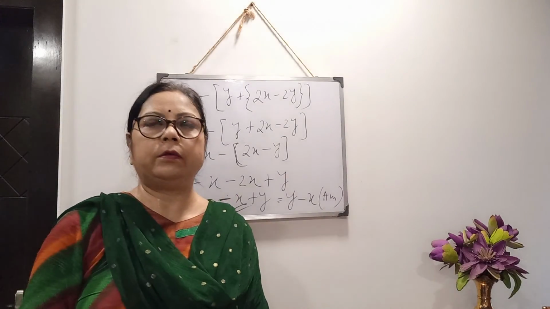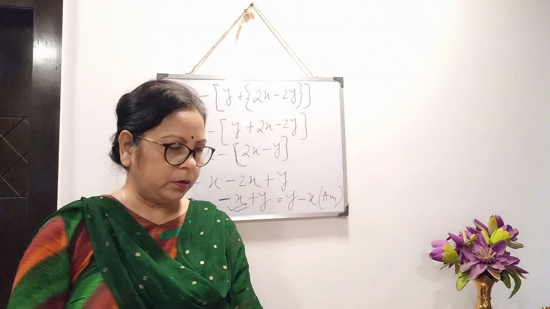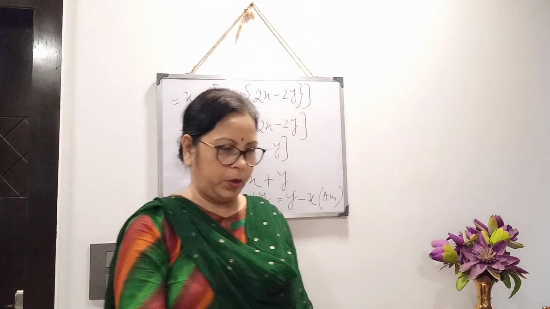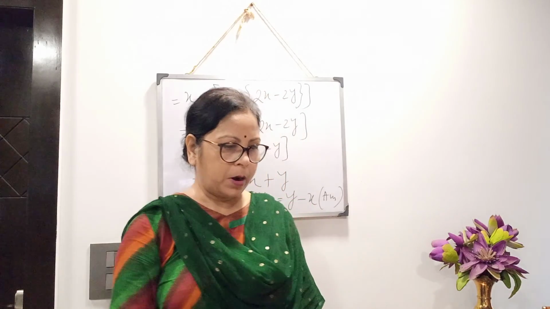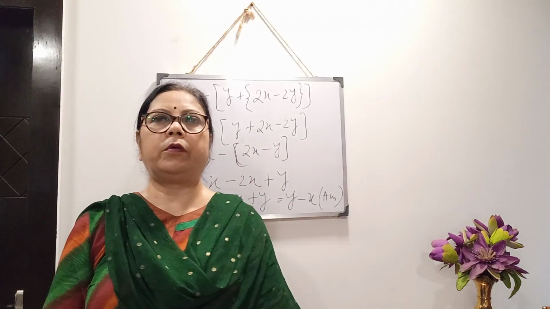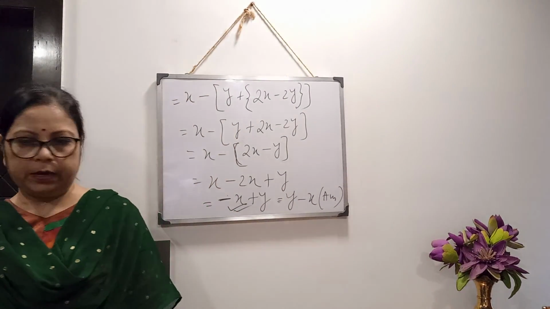Clear? This is the revisional chapter I am doing, that is simplification. If there will be a bar, then how you can simplify. Clear? Now the next part you will get in the next video.